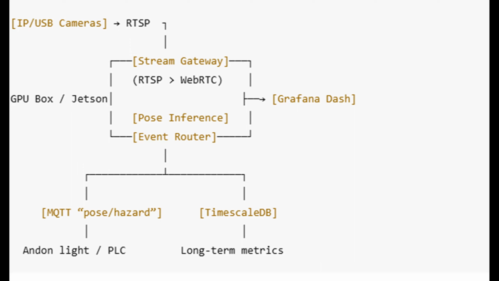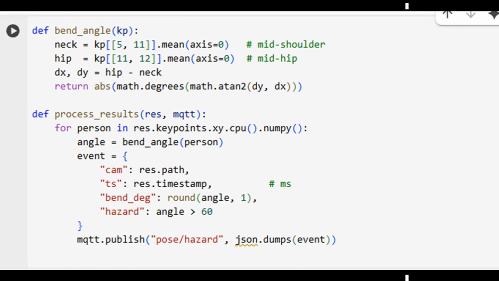Here, we implement the logic that powers real-time alerting. We define a function to calculate spinal bend angle using average positions of mid-shoulder and mid-hip keypoints. For each person detected in each frame, we check if their bending angle exceeds 60 degrees. If it does, we construct a JSON event with the camera name, timestamp, bending angle, and hazard flag. This event is then published to the MQTT topic pose/hazard.